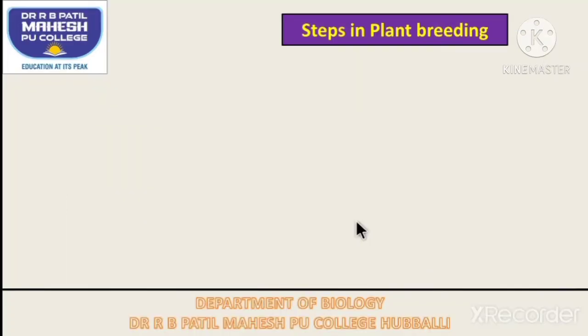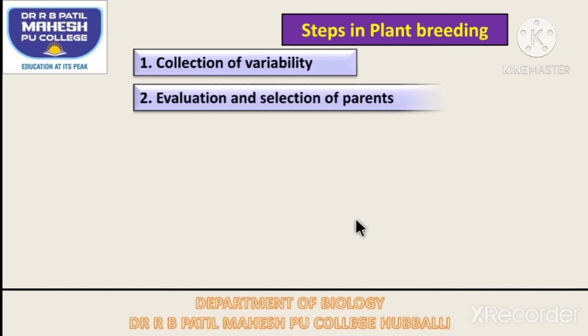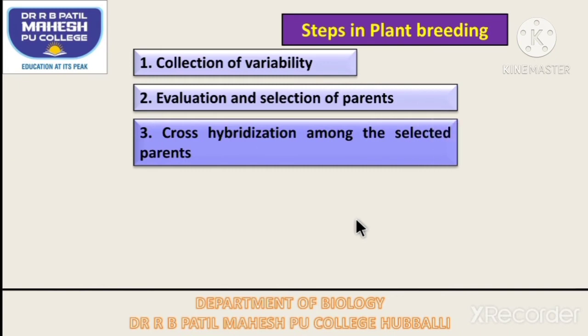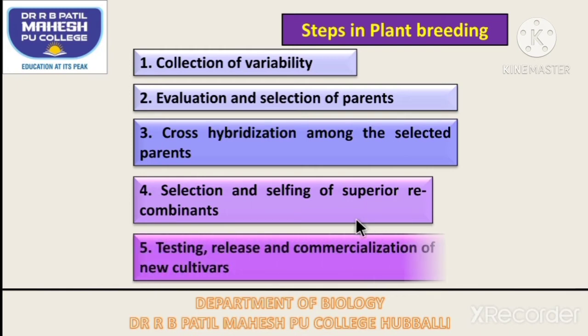Let's try to list the different steps involved in plant breeding. The first step is collection of variability, evaluation and selection of parents. Third step is cross hybridization among the selected parents. Fourth is selection and selfing of superior recombinants. And the last step is testing, release and commercialization of new cultivar.